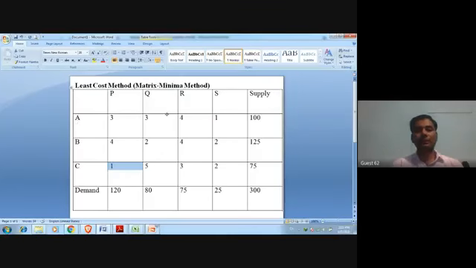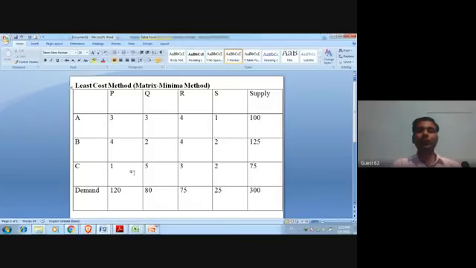That is this cell, factory A with column S, AS, which has 1. So this has the minimum cost. And CP, row C and column P, also has 1. So here there is a tie in unit cost between two cells, AS and CP. So here we have to allocate.